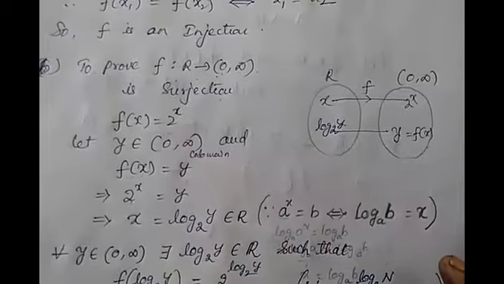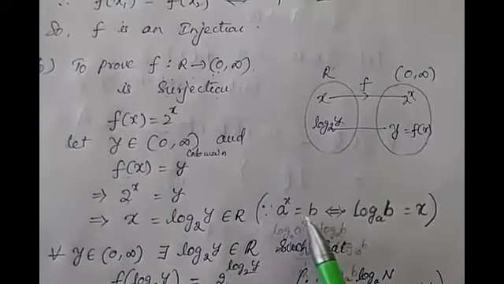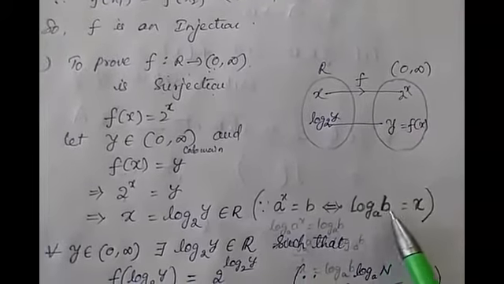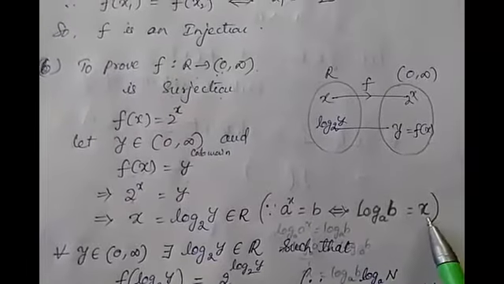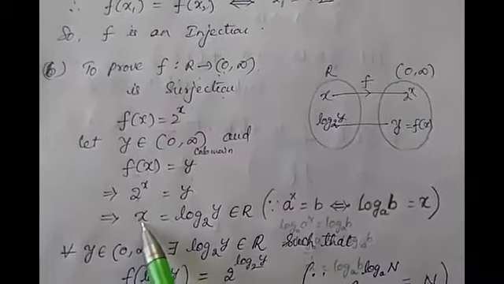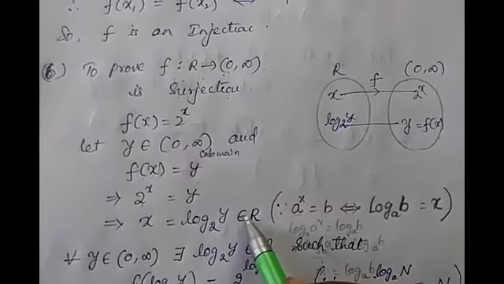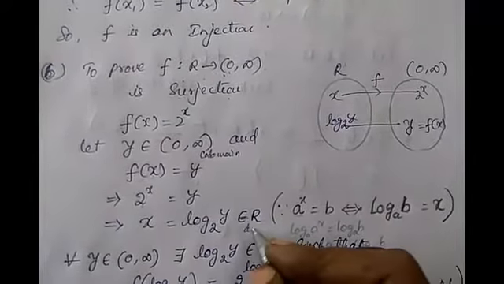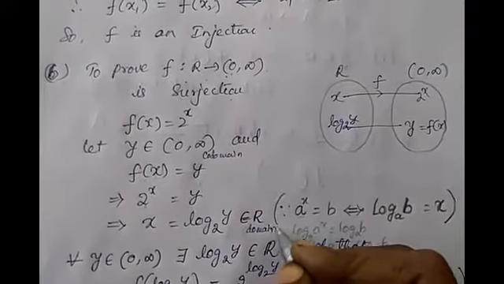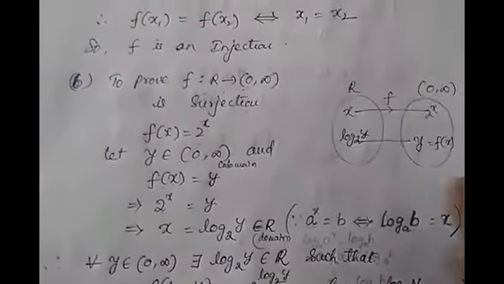In our previous classes, we know that a power x is equal to b implies and is implied by log b base a is equal to x. By using this formula, you can write x is equal to log y base 2, which belongs to the domain, which belongs to the domain R, real number set R.